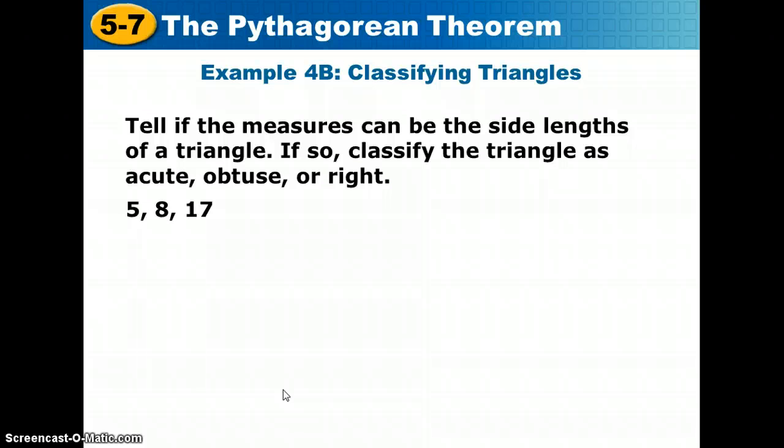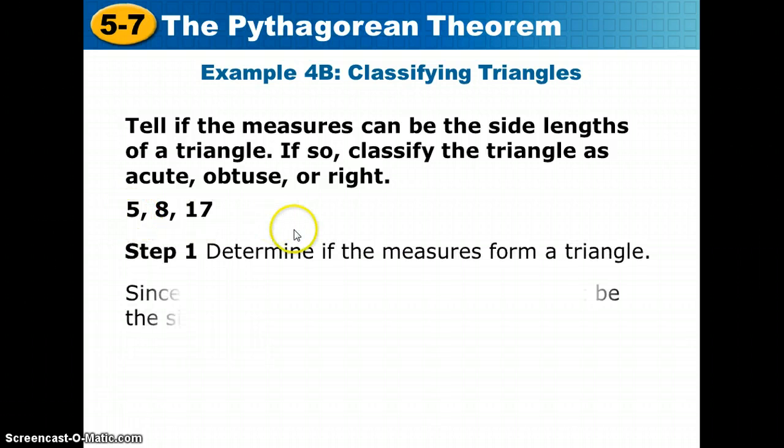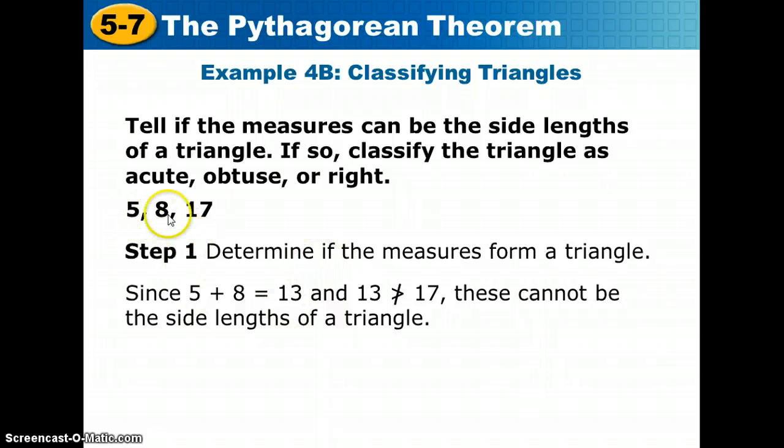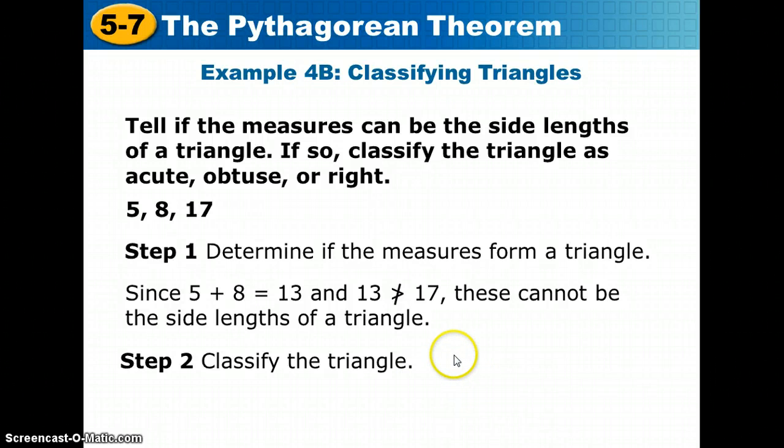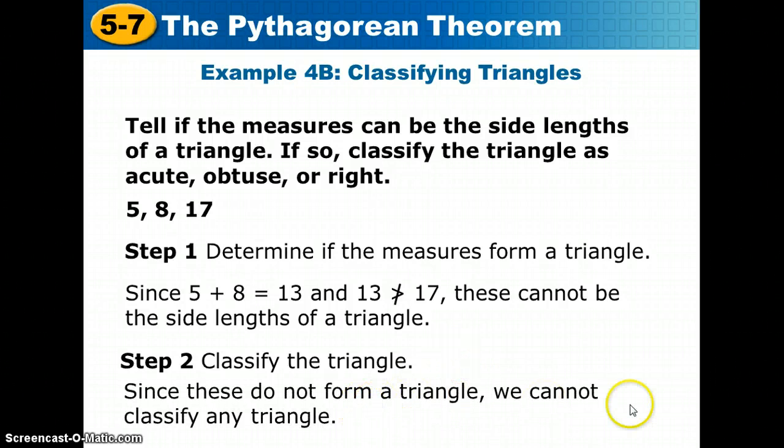Let's try example 4b, using 5, 8, and 17. The first thing we should do is make sure that these actually form sides of a triangle. If two sides add up to more than the third side, then it does form a triangle. So that's our first step. But if we add 5 and 8, we recognize that's 13, which is not greater than 17. So these cannot be sides of a triangle. Since they cannot be sides of a triangle, we cannot classify any triangle. So we are done after we've determined that these cannot be sides of a triangle.